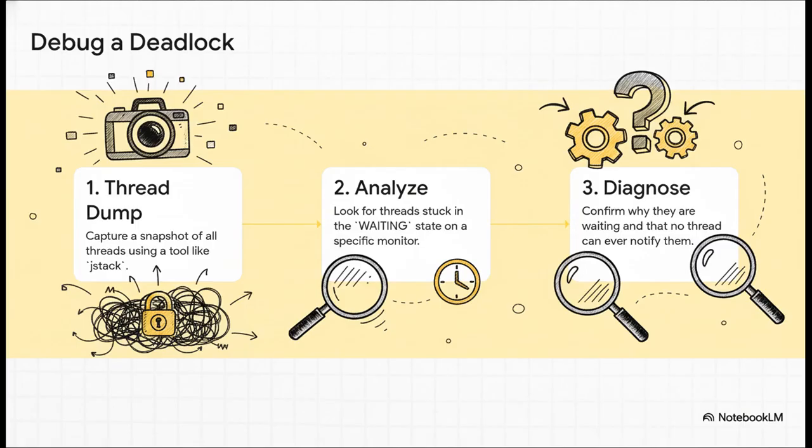Step 1, you capture a thread dump. It's basically a snapshot of what every single thread is doing at that exact moment in time. Step 2, you comb through that dump, looking for any threads that are stuck in the waiting state. And Step 3, you diagnose the problem. You figure out why they're waiting, and you confirm that absolutely no other thread is in a position to ever notify them. That's your proof.